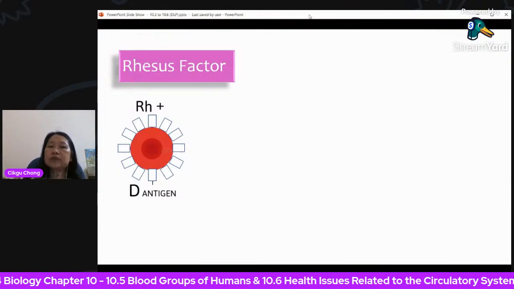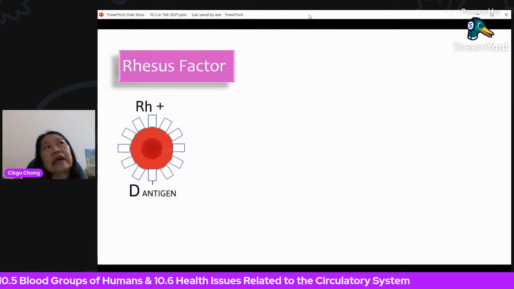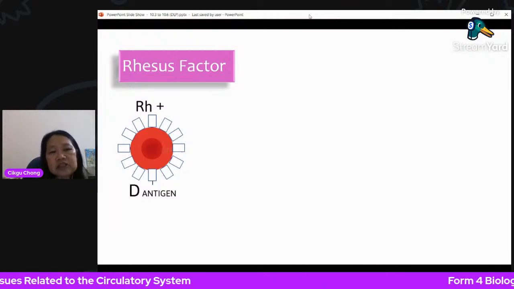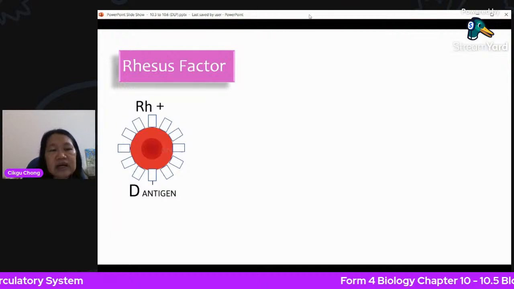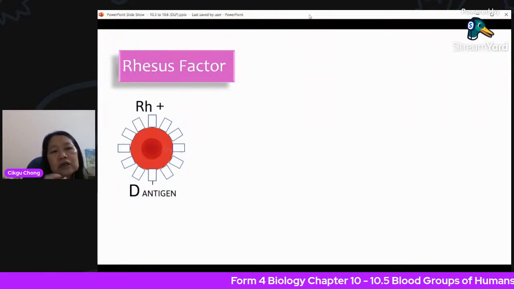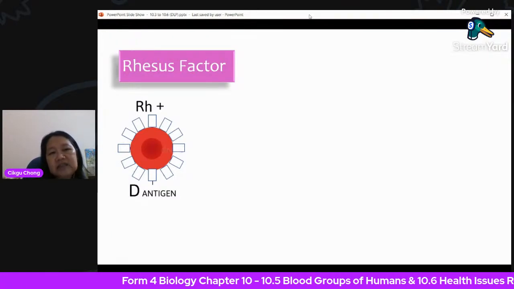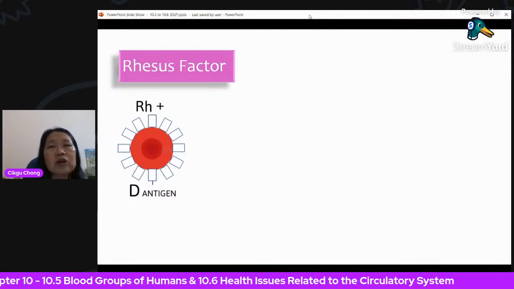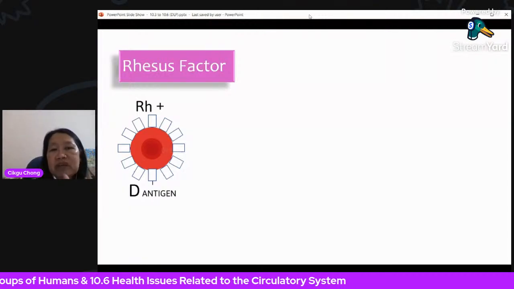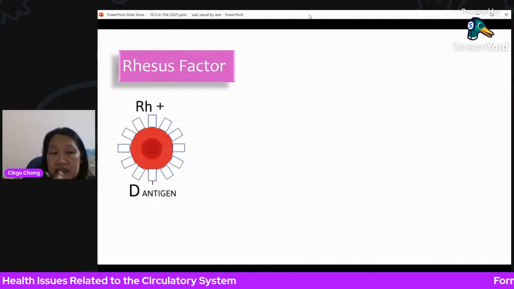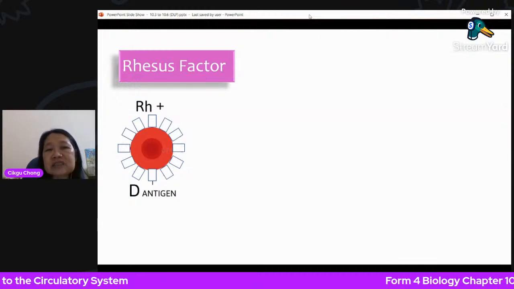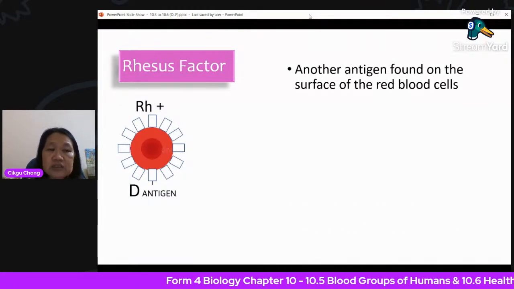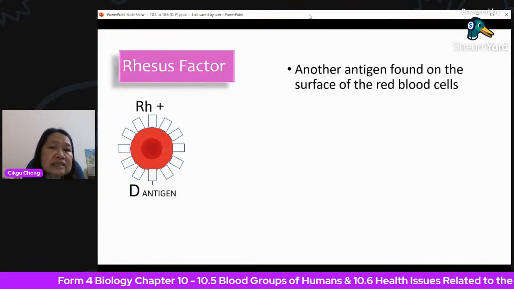So let's say now, besides looking at whether it's antigen A or antigen B, or maybe don't have antigen A or B, there's another type of antigen which we call antigen D, D for donkey, on the surface. We're not looking at the A, B, O. We're looking at whether you have the antigen D or not. If you have the antigen D, you are considered Rhesus-positive. If you do not have the antigen D, you are considered Rhesus-negative.